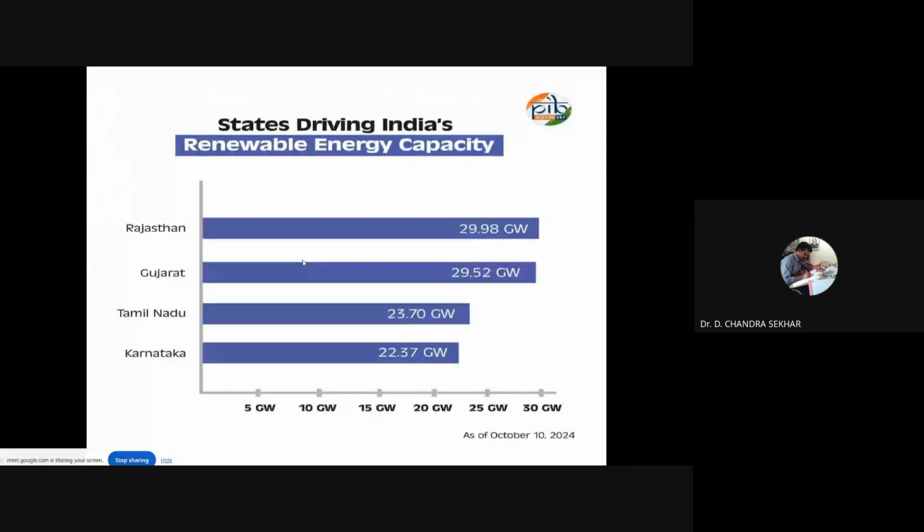So these are the top states in India for installed renewable energy capacity. The top one is Rajasthan with 29.98 gigawatts, and next Gujarat with 29.52, and Tamil Nadu with 23.7, and in fourth place is Karnataka, with 22.37 gigawatts of installed capacity already. It is the working generation with the renewable energy capacity, energy sources.